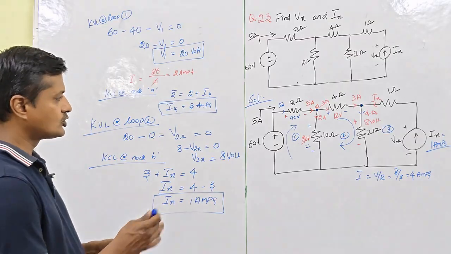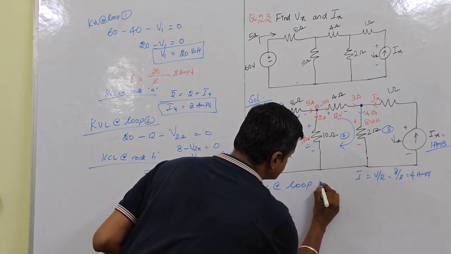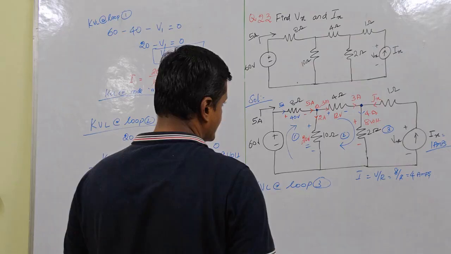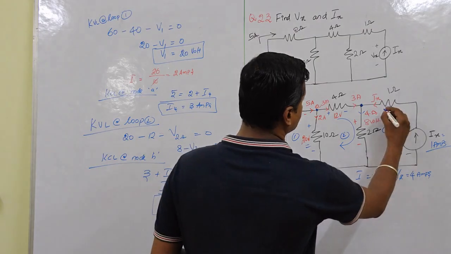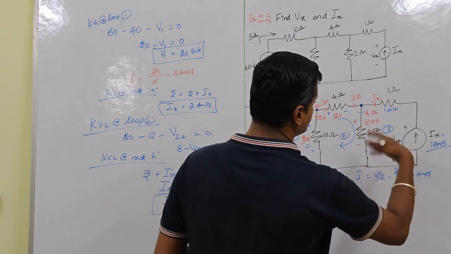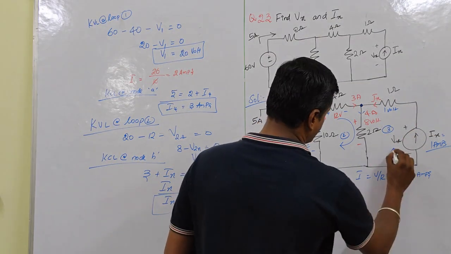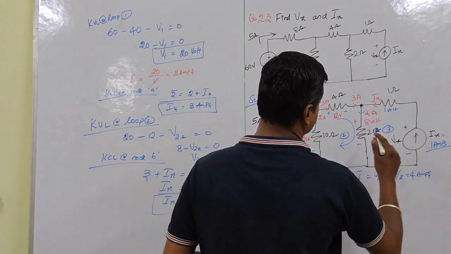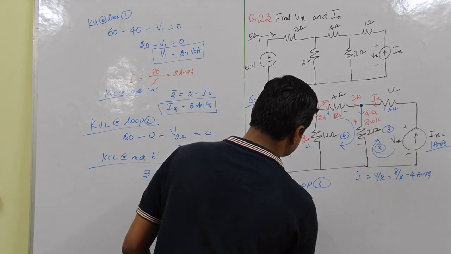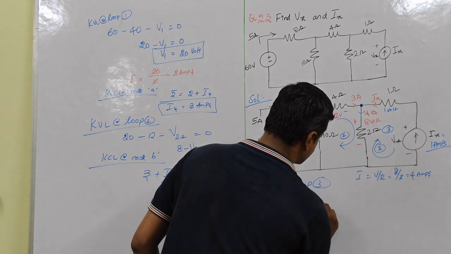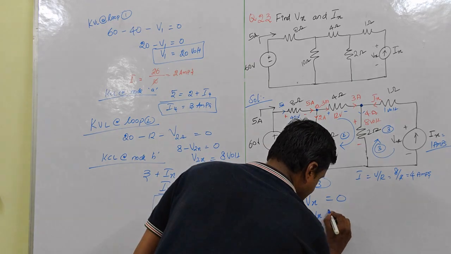So KVL at loop 3. Here we can understand the voltage change. This is 1 ohm. The current flowing through it, the voltage across it is 1 volt, and we apply Kirchhoff's voltage law using this loop current, in the loop 3 direction. So applying it, that will be 8, minus 1, and minus Vx, that is equal to 0. Okay, so 8 minus 1, that will be 7 minus Vx equal to 0.